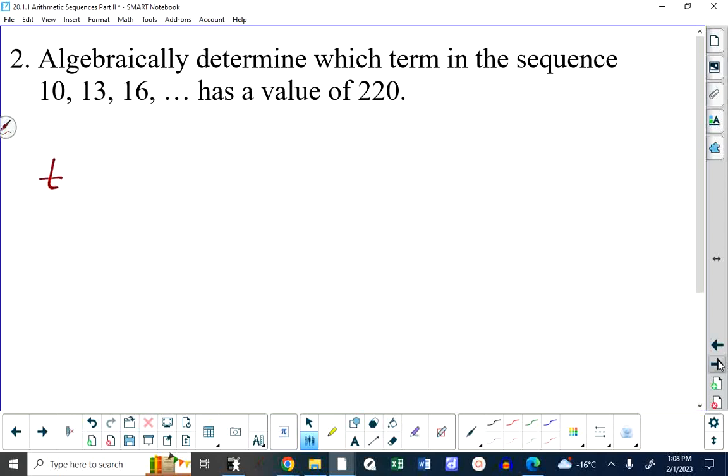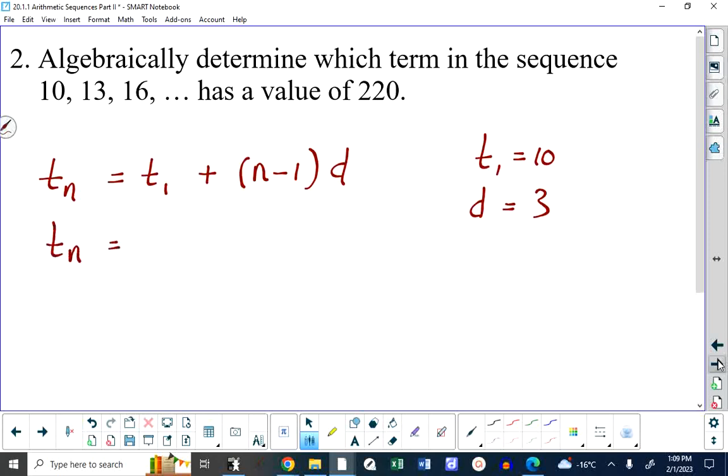Well, the key to solving this problem is creating a general term formula for this sequence. Okay? Let's not worry about solving the problem just yet. Let's simply worry about doing with this what we did with the previous question. Putting in D, putting in T1, and getting an equation. So T1 is 10, D is 3, which means the general term is 10 plus n minus 1 times 3.